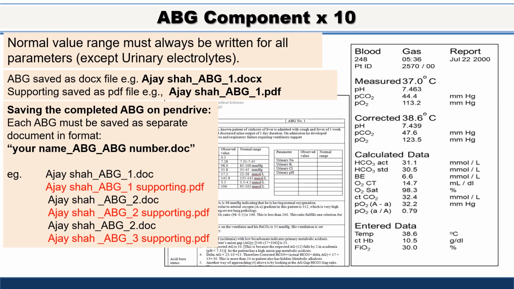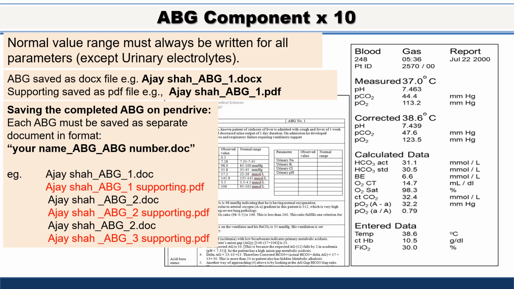On this slide, you see a completed ABG template, but you also see very prominently the actual ABG which has been scanned and saved as a PDF file. You must never forget to enter the normal values and the observed value, except where it is not required, like, as I told you, urinary electrolytes, you don't have to do that.